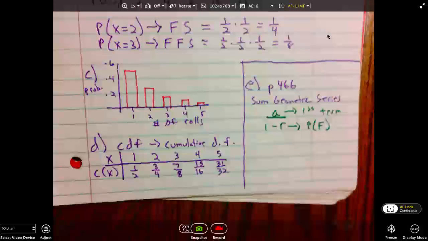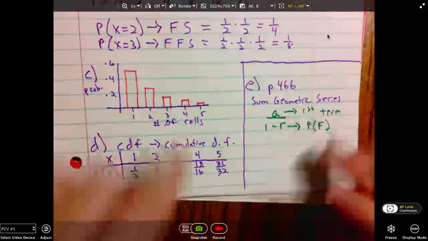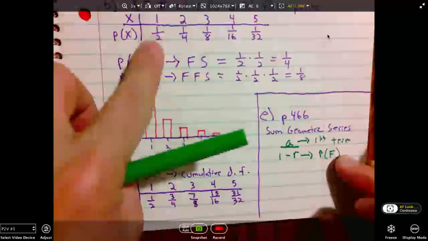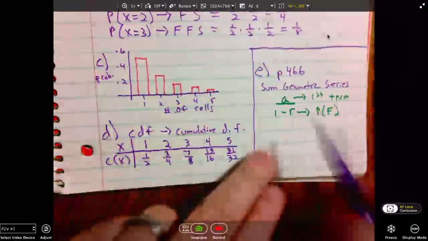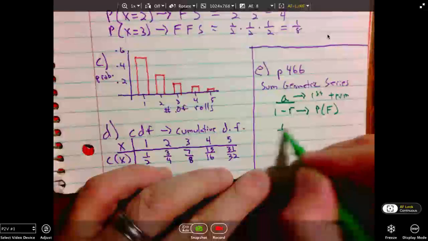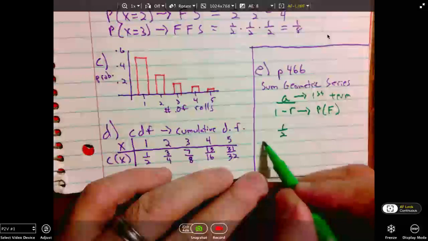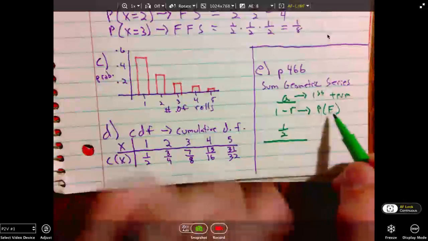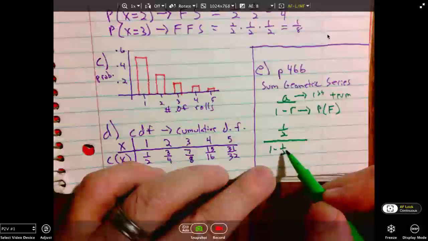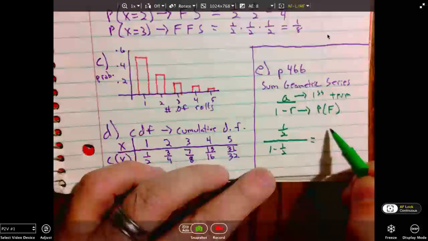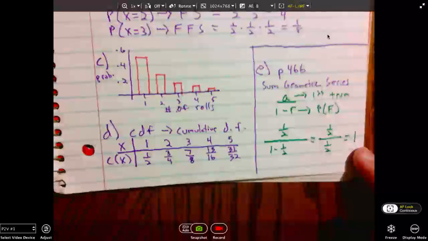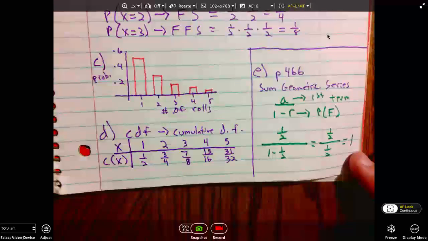All right, so for our problem, A, our first term, well, 1 went to 1/2. So A in this case is 1/2. Divide by 1 minus R, that's the probability of failure. That's 1 minus 1/2. Well, clearly that's 1/2. So this is 1/2 divided by 1/2. Well, that is indeed 1. So the sum of our series will be 1.